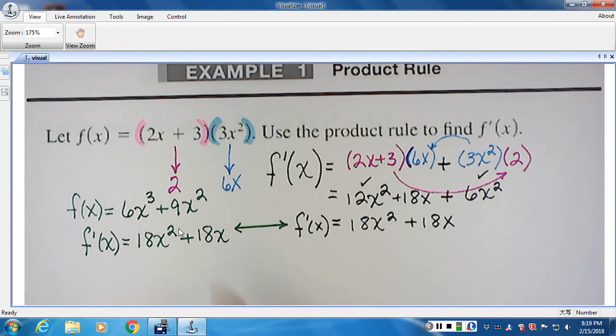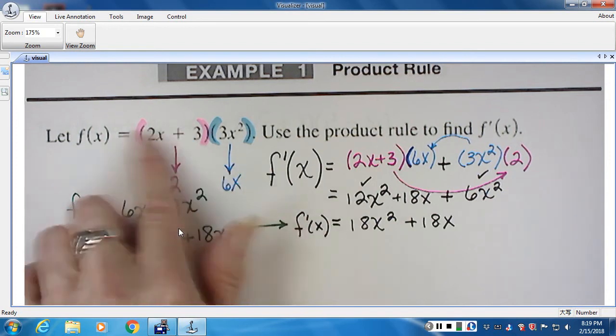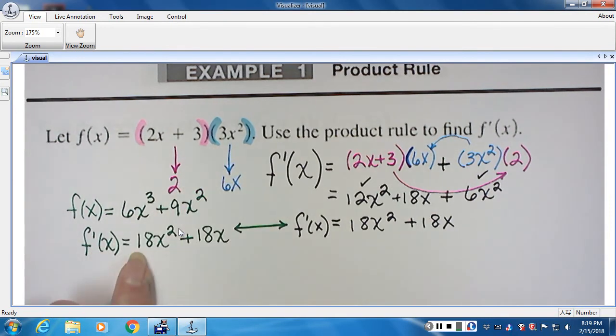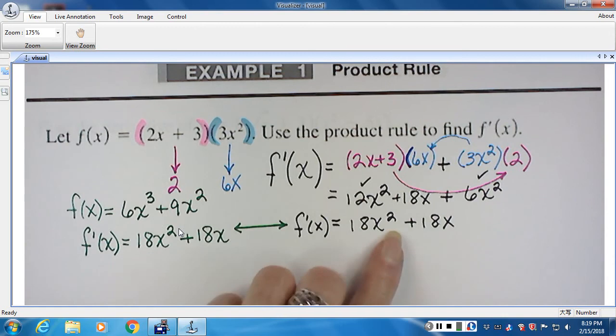For this problem, it's really a wash which way you do it. Both ways are perfectly satisfactory. It's easy to do it both ways. But if these had been a little bit more complicated factors, it might not have been nearly so simple to do this. And that's why we actually have a product rule that lets you find the derivative of more complicated products than this.